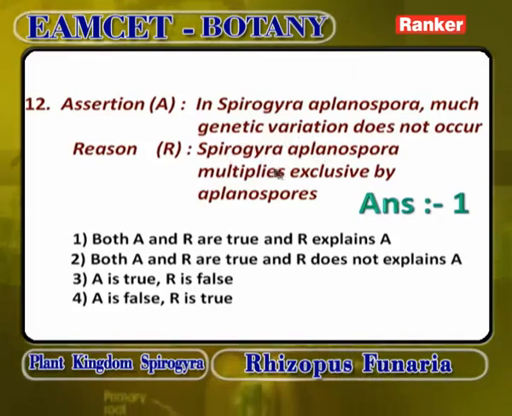Spirogyra aplanospora multiplies exclusively by aplanospores. Because it multiplies exclusively by aplanospores, there is no genetic variation here. So both A and R are correct. R is the correct explanation of A. First option will be for this.